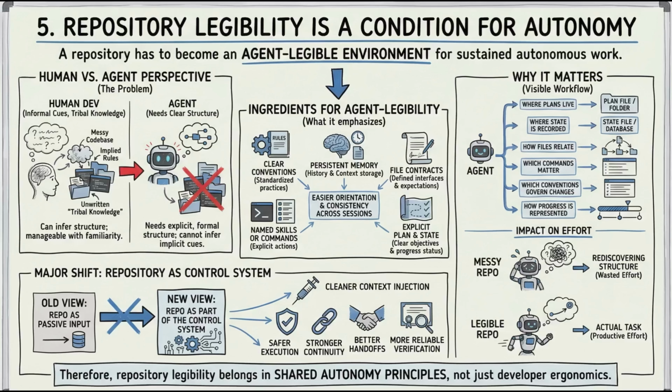Think about how human developers navigate a codebase. We rely heavily on informal cues, tribal knowledge, and a general familiarity that we build up over time. AI agents don't operate that way. They require a much clearer, more explicit structure. So what exactly does an agent-legible repository look like? It emphasizes a few key ingredients. First, it requires clear conventions and persistent memory.